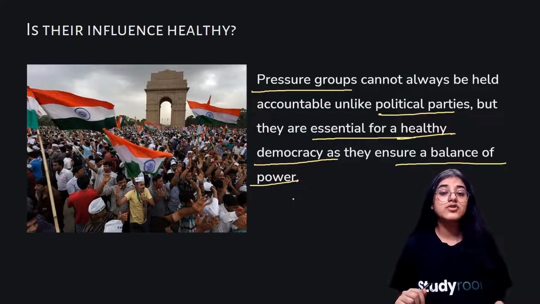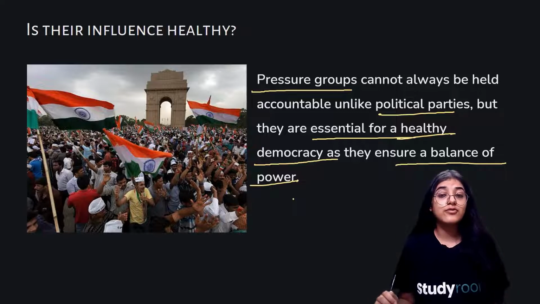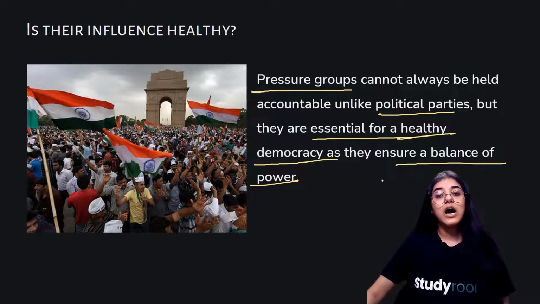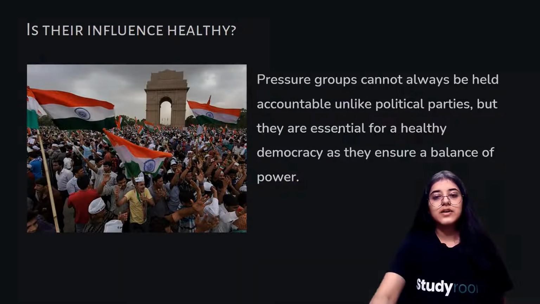They try to maintain a balance of power, raise their opinions, raise their demands, and raise any differences they have with the government. So that's why we can say these pressure groups are not held accountable, however, they play a very important, essential role for a healthy democracy.